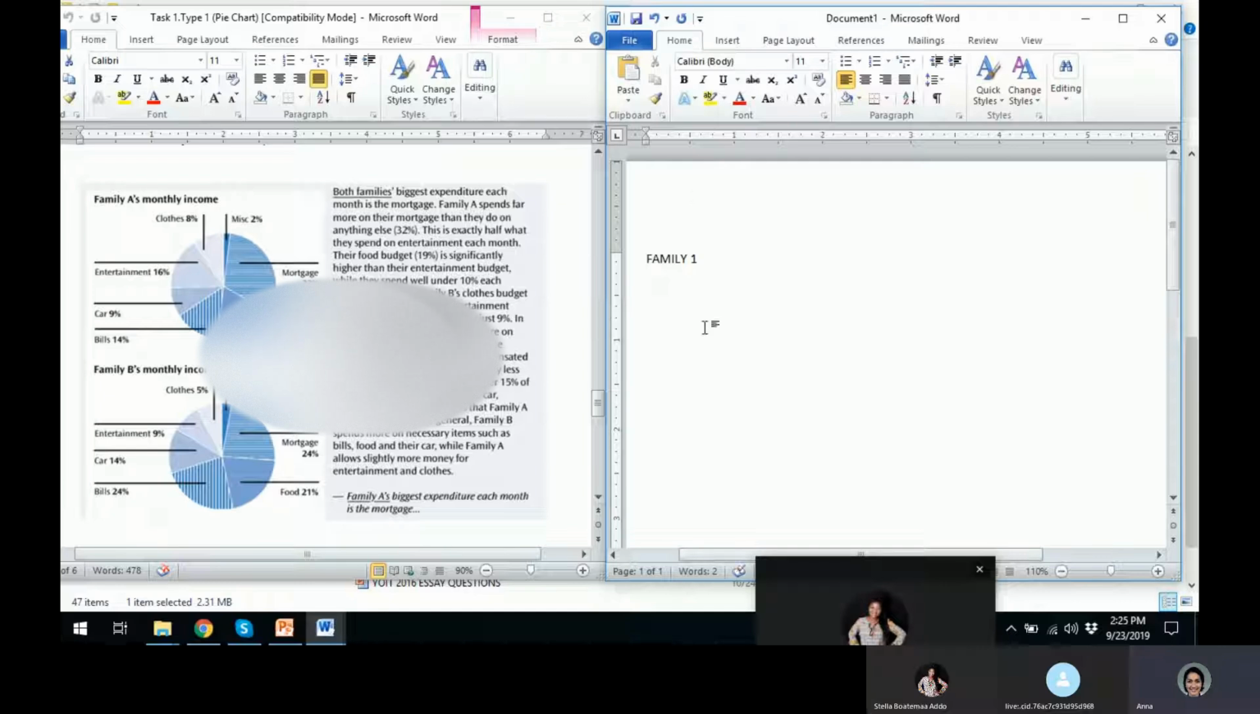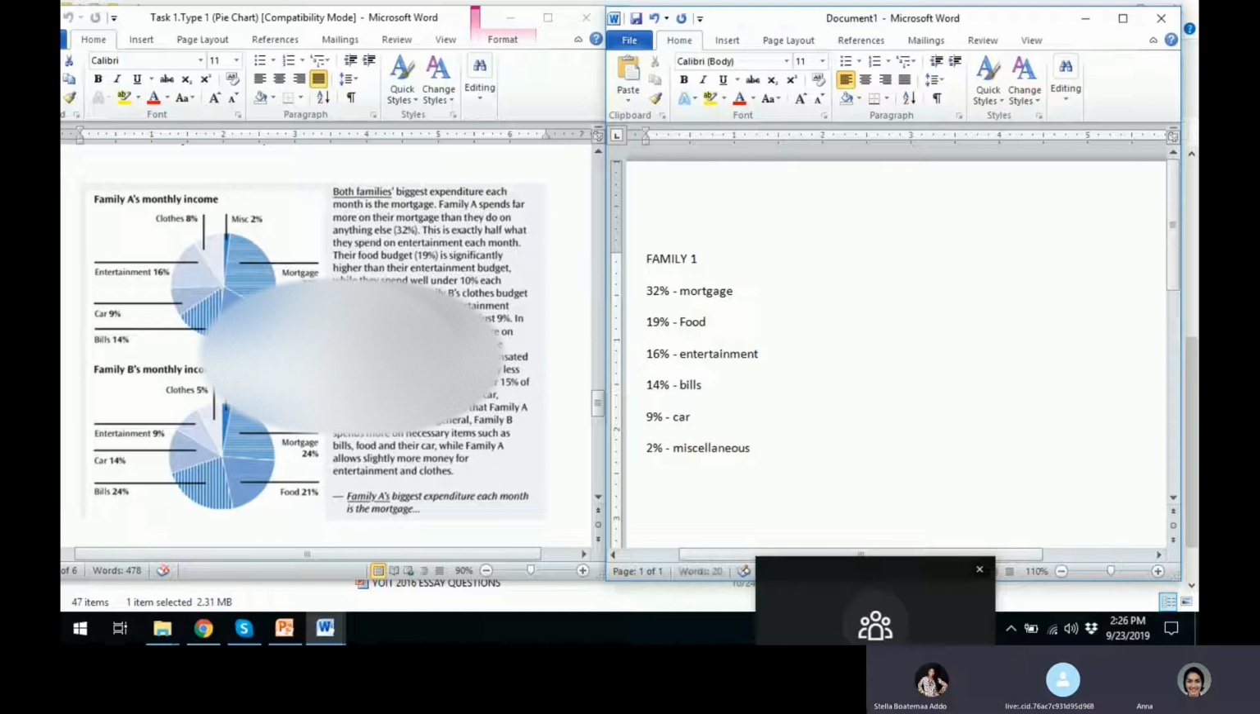So what's the highest? 32%, mortgage, followed by 19%, which is food, followed by 16%, entertainment, followed by 14% bills, followed by cars, 9%, and lastly, 2%. What do you mean by miscellaneous?